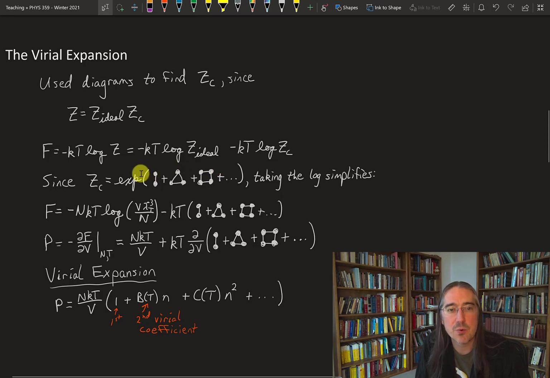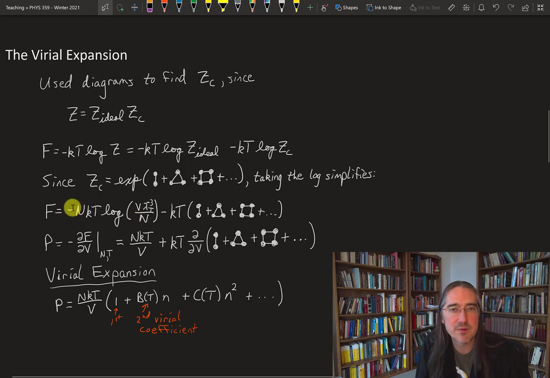Okay. So if I can write the configuration function as this exponential of a sum of a specific set of diagrams, taking the log just peels away this exponential bit. So we've got the Helmholtz free energy again is minus n kT times the log of 1 over the phase space density. So if you remember, the partition function for an ideal gas is just 1 over the phase space density for a single particle. And then when you've got a gas of n particles, it's that raised to the n.